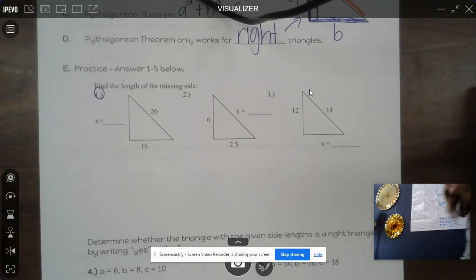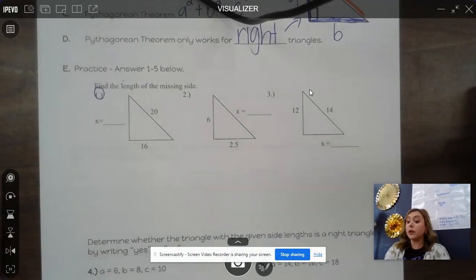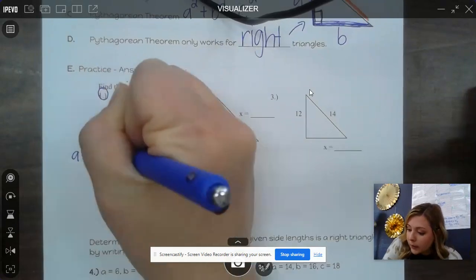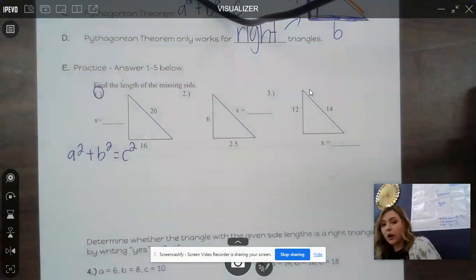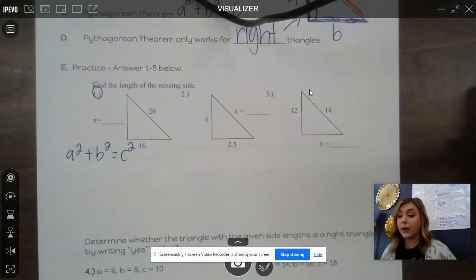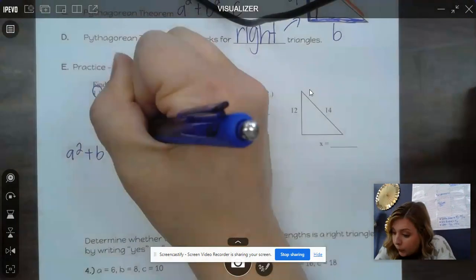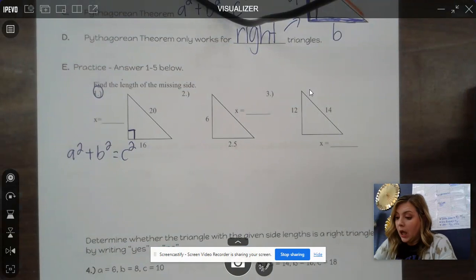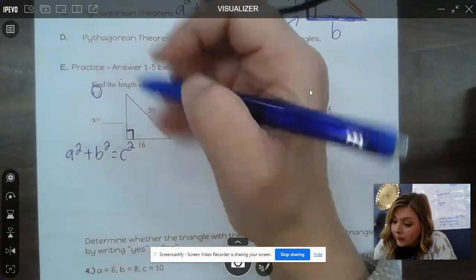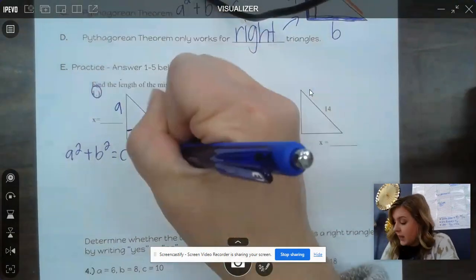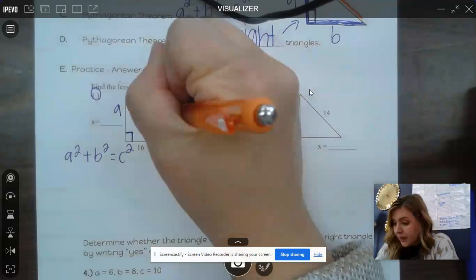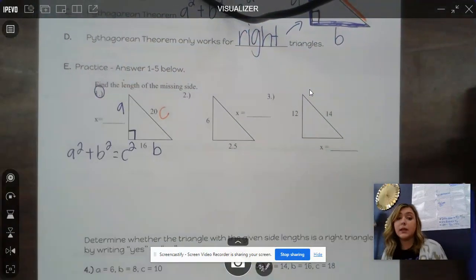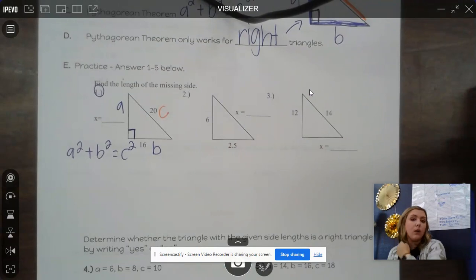All right, and now, just like we always do, we're going to write our formula first. So we're going to say A squared plus B squared equals C squared, all right? And now I'm going to look at my triangle. I'm going to note where the right angle is, because that's going to help me identify what sides are what. I'm going to call my two legs A and B and my hypotenuse C. And no, it does not matter if this one's A or this one's B, but it does matter that this one's C. That is the only one that's across from the right angle, okay?